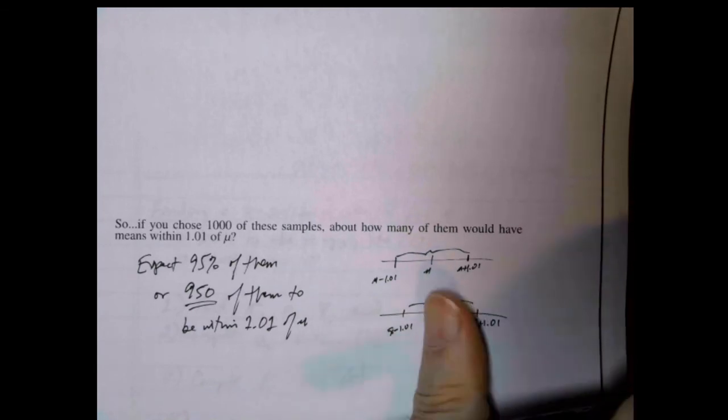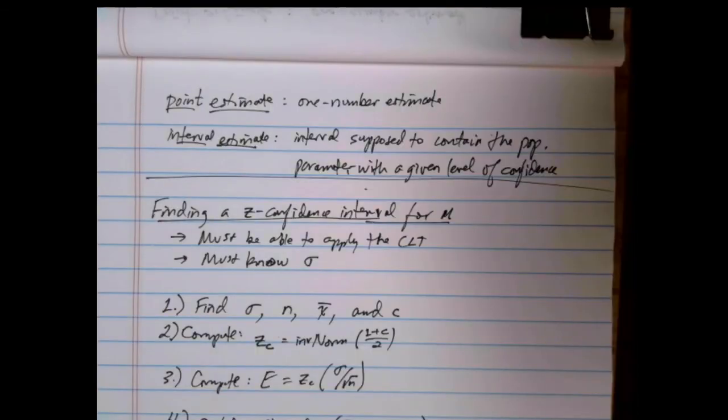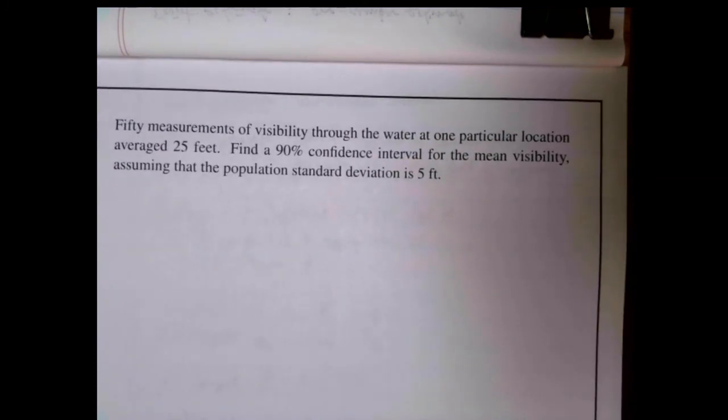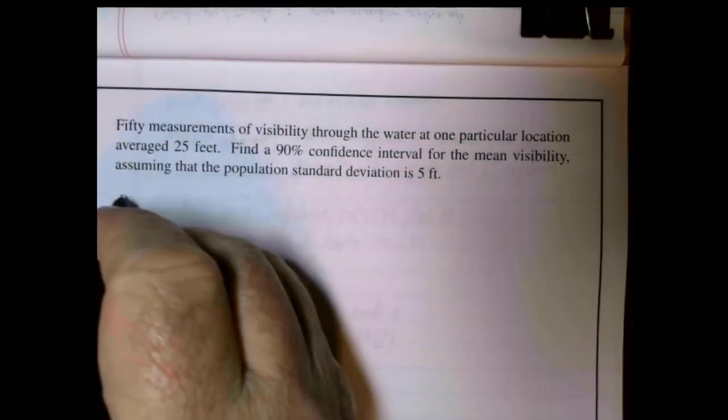Okay, let's do another example. 50 measurements of visibility through the water at any one particular location average 25 feet. Find a 90% confidence interval for the mean visibility, assuming that the population standard deviation is 5 feet.